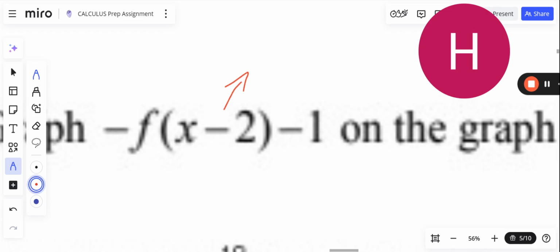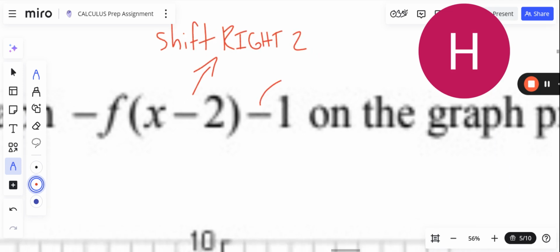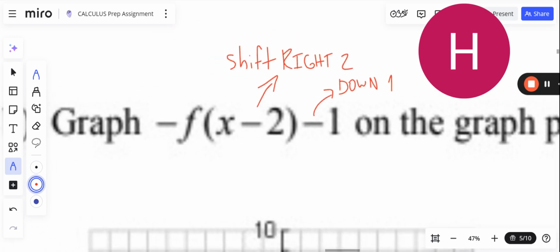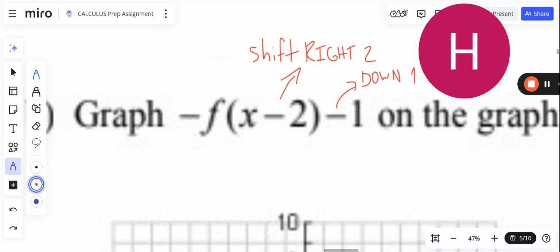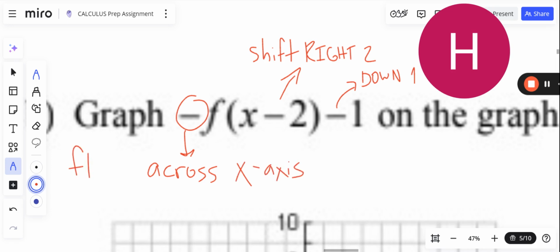What does this tell us? This tells us a shift to the right by 2. And this one tells us that we're going to go down by 1. Observe the negative. What does that tell us? It tells us bad vibes. No, it tells us that we're going to flip across the x-axis. So in other words, it's going to flip it downwards. We're going to reflect anything on the bottom to the top and anything that's on the top to the bottom.